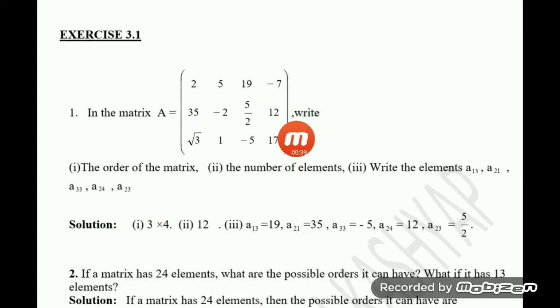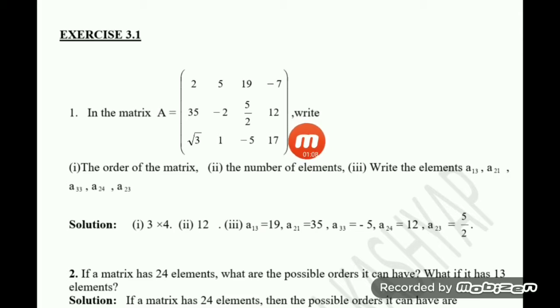This is your given matrix. You have to first write down the order of the matrix. So what is the order? I hope you remember, because in my theory I had told you what order is. Order means first you have to count the number of rows and then the number of columns. Let us count it. Rows mean the horizontal lines. How many horizontal lines are there? 1, 2, 3. So the number of rows is 3.